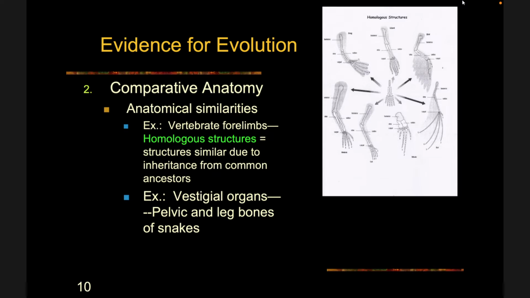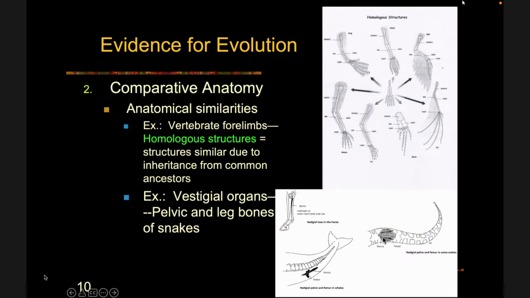Okay, another comparative anatomical feature that makes sense in evolution, but not if these things were created by a god, is the presence of vestigial organs. What is a vestigial organ? It's an organ that in related organisms has a function, but here it doesn't. For example, pelvic leg bones. Snakes don't have legs, right? How many snakes have you seen walking around on legs? But they're believed to have evolved from a lizard-like ancestor.